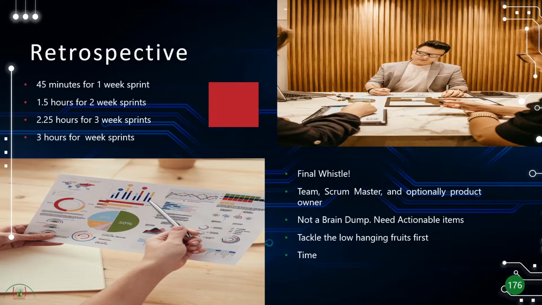So retrospective is actually the final whistle, right? In Scrum, you're pretty much done with the sprint. It's the final ceremony that you're doing. So you can have the team, the Scrum Master, and the product owner as well.